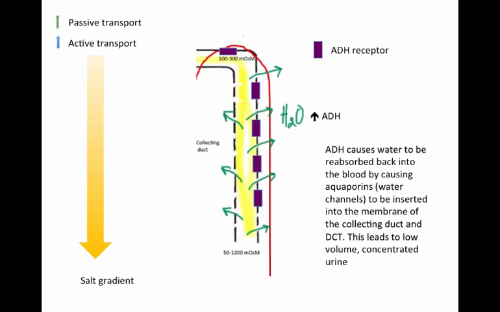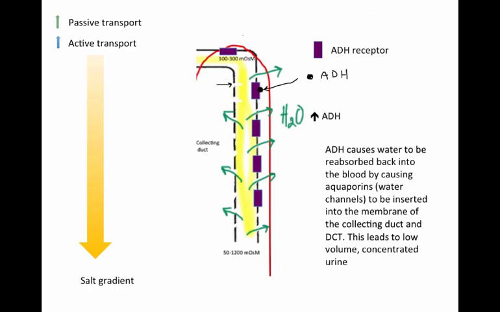When ADH binds with its receptor, so if ADH levels go up in the blood, for example, if you're dehydrated, if your plasma osmolarity is too high, or if your blood pressure goes down, the ADH binds with the receptor, and what that does is it causes aquaporins, or water channels, and this is a water channel right here, to be inserted into the plasma membrane.